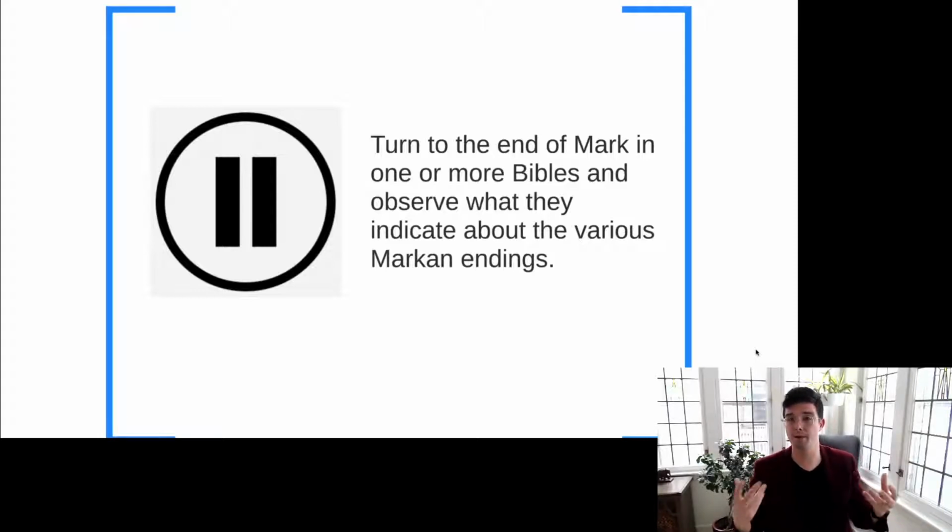Most Bibles are going to indicate in different ways the originalness of the different endings of Mark. Oftentimes they'll also set off these different endings in different kinds of ways, either with brackets or they'll italicize the final verses. So grab a Bible or two and turn to the ending of Mark in those Bibles and indicate what they do with these various Markan endings.